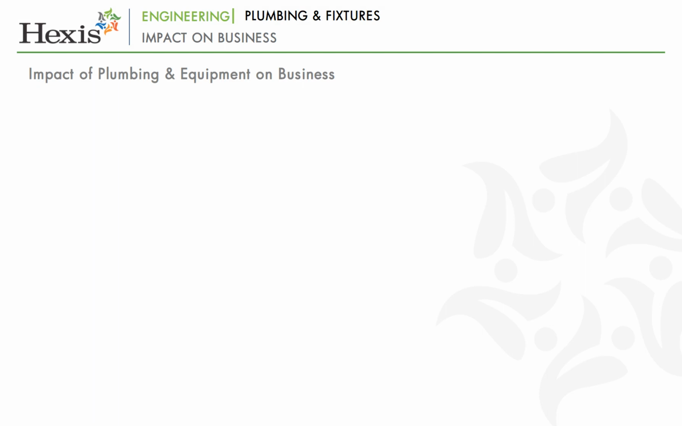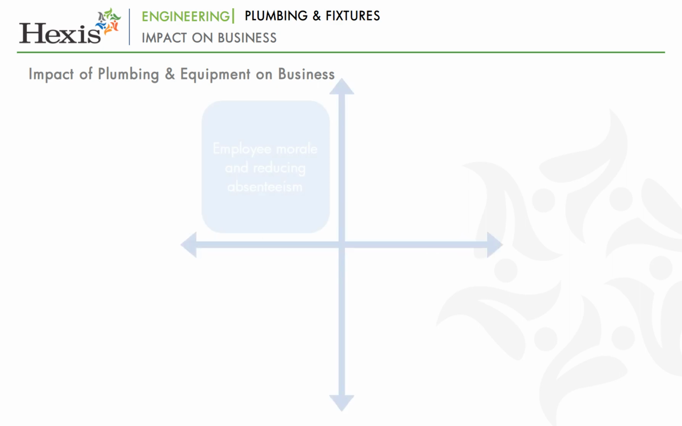Let's look at the business impact it creates on the overall organizational reputation when the plumbing equipment is kept in working condition. Employee morale and reducing absenteeism. Hygienic and sanitary conditions have a direct impact on employee morale, which in turn impacts productivity. Continuous availability of water is essential for this.